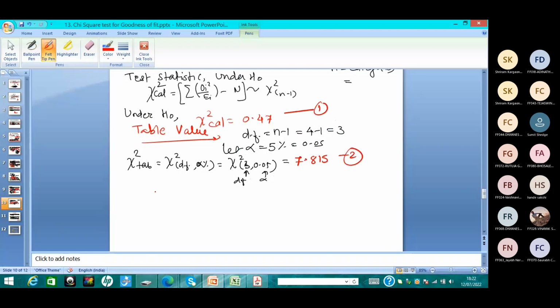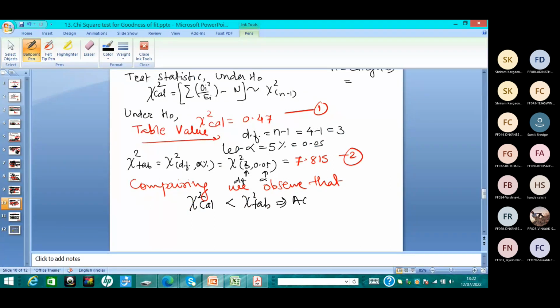Let's call it 2. So comparing, we clearly observe what is happening here: the chi-square calculated value is far less than the table value. So in that case, we accept H0. Okay. So finally, we come to the conclusion.